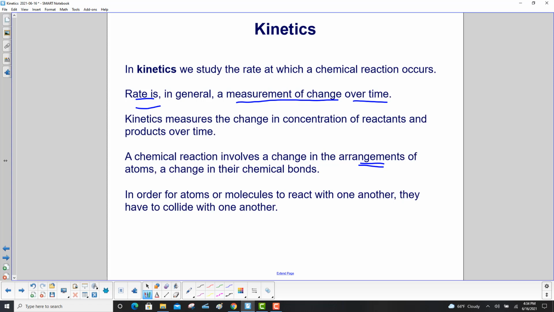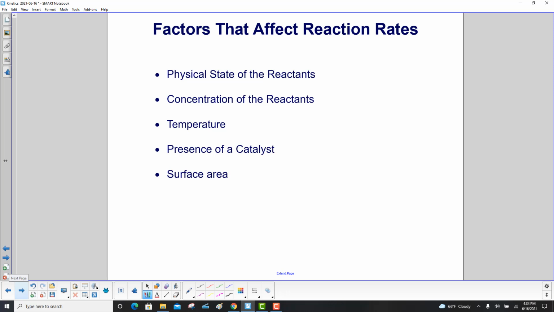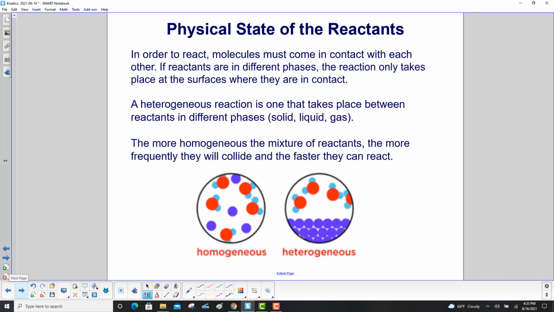Now, in order for atoms or molecules to react with one another, they have to collide with each other. Once the atoms or molecules collide, there are factors that will affect the rates. 1, the physical state of the reactants, the concentration of the reactants, number 2, the temperature of the reaction, number 3, the presence of a catalyst, or the absence of a catalyst, 4, and finally, 5, the surface area of the contact points. In order to react, molecules must come in contact with each other.